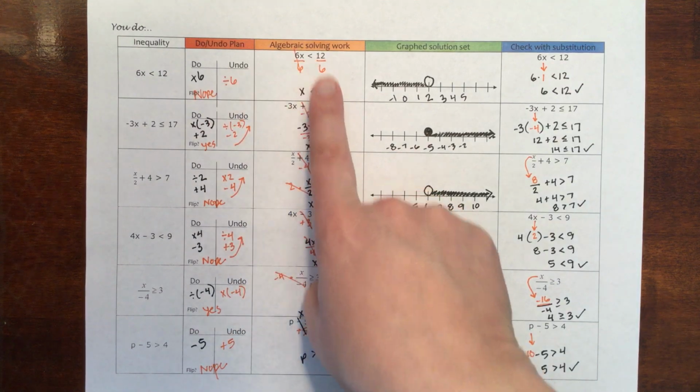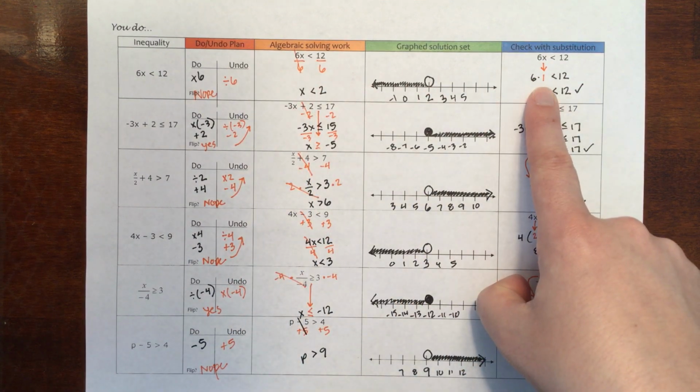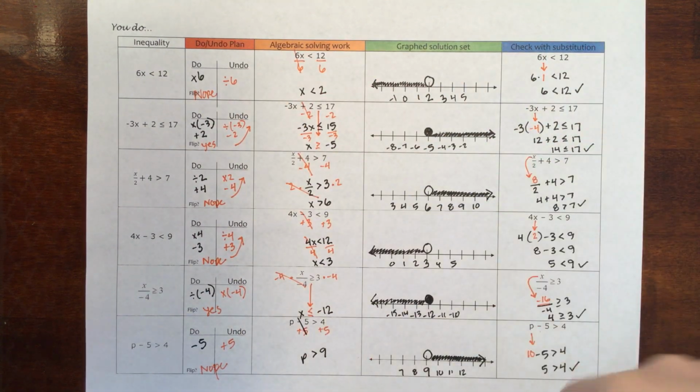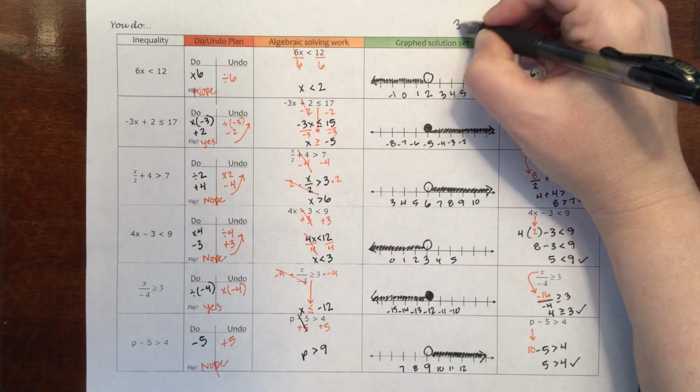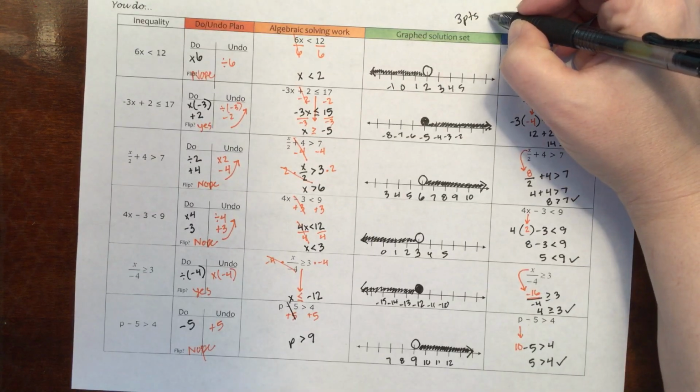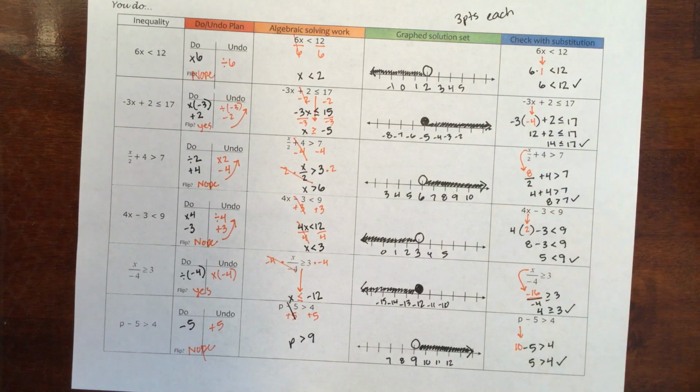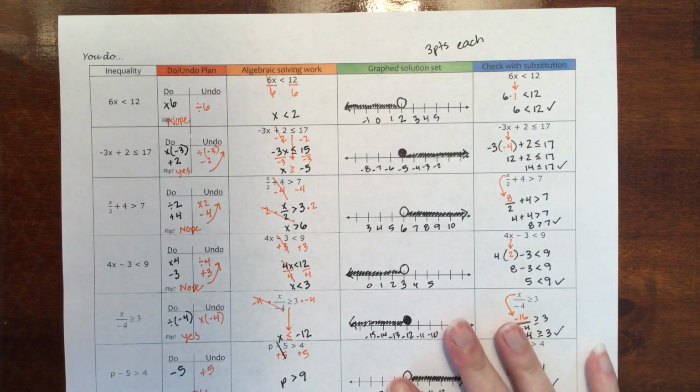Since there are 1, 2, 3, 4, 5 checks times 6 questions, they would end up being 3 points per check. So if you see a score, that's where the score came from.